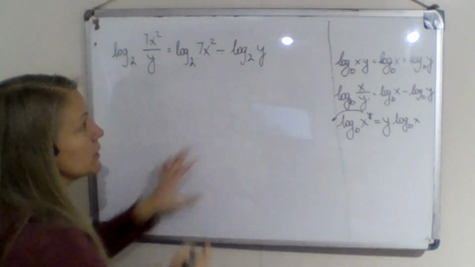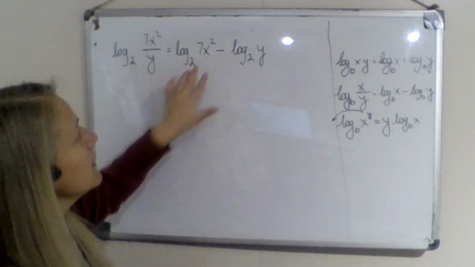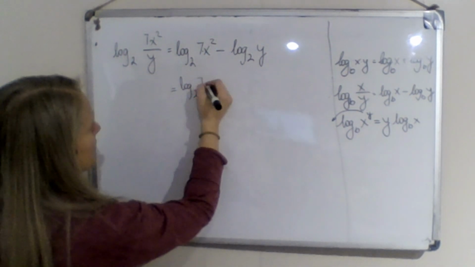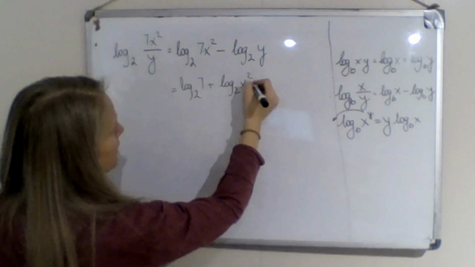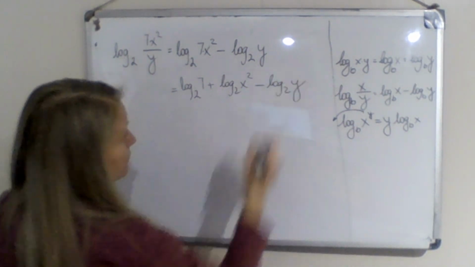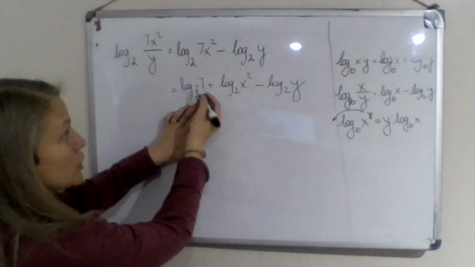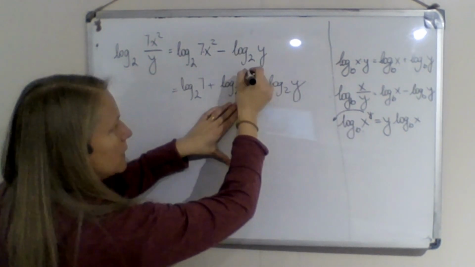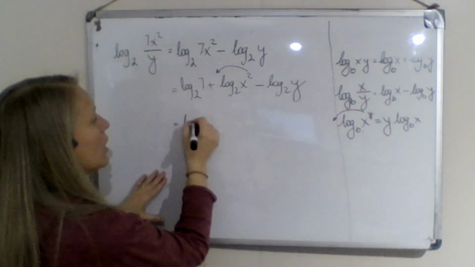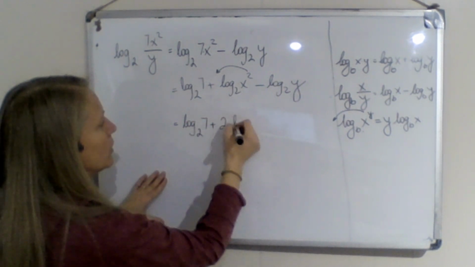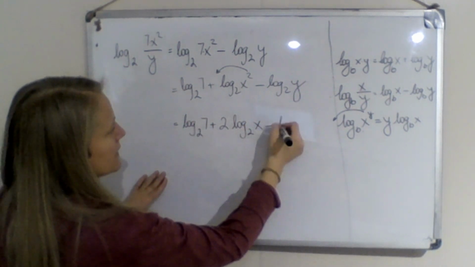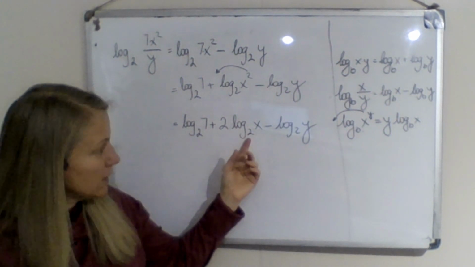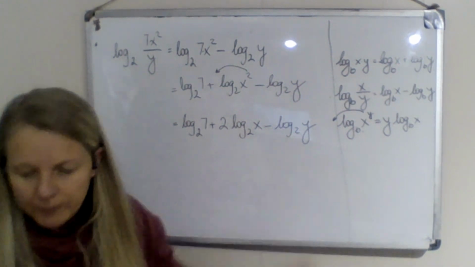This is done. There's nothing else that I can expand here, so this is just going to follow through. This is a product: 7x squared is 7 times x squared. So this becomes log base 2 of 7 plus log base 2 of x squared minus log base 2 of y. That just follows through because there's nothing else I can do. This is just a 7. But we have an exponent, which means we can now apply this rule, and the 2 can come into the front. This becomes log base 2 of 7 plus 2 log base 2 of x minus log base 2 of y. And we're done, because none of these can be expanded anymore. This is how we do expansions.